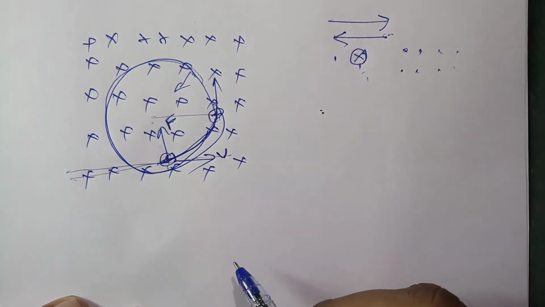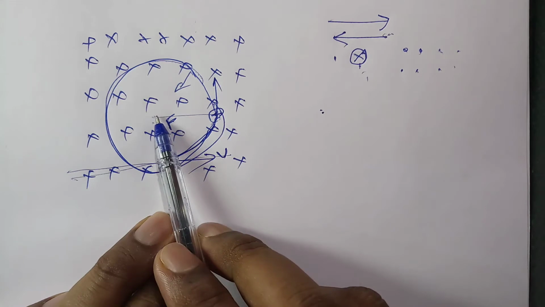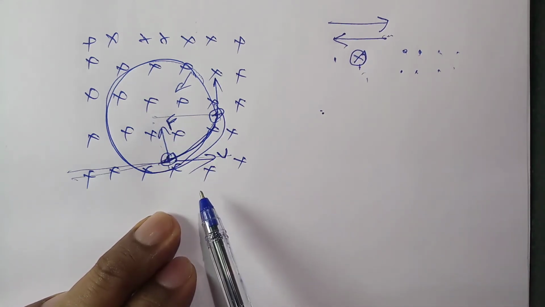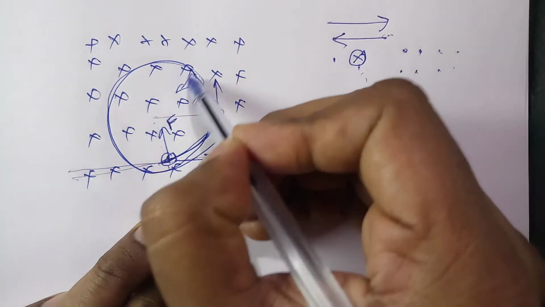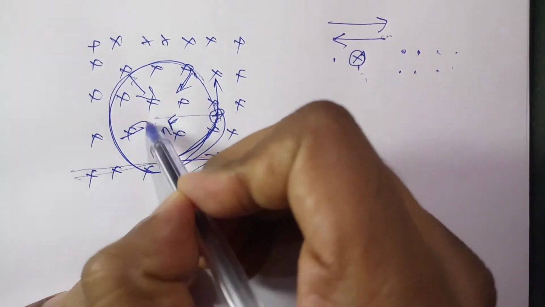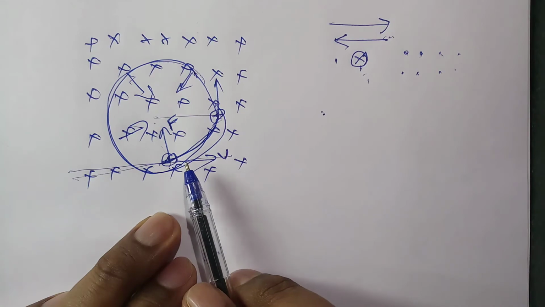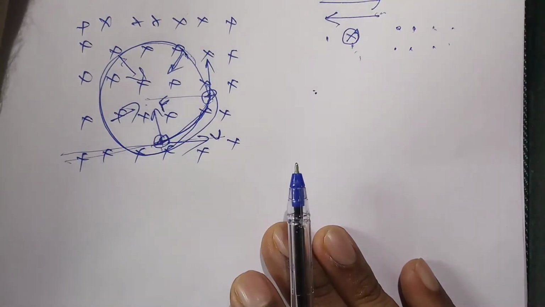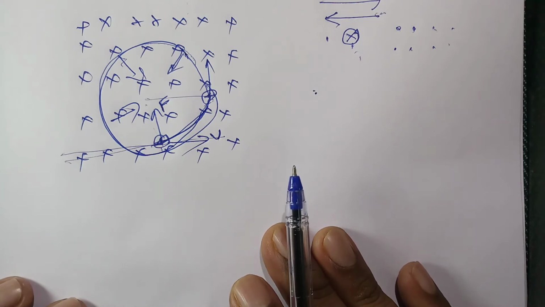So when a charged particle is entering the magnetic field, the force will be toward this side. You have to use the right hand rule to find the v cross b direction to get the force. So you can see that everywhere the force will be toward the center, so it will go in a circular path. So the charged particle will move in a circular path. That is very, very important. When a charged particle is entering a magnetic field perpendicular to it, then the charged particle will move in a circular path.